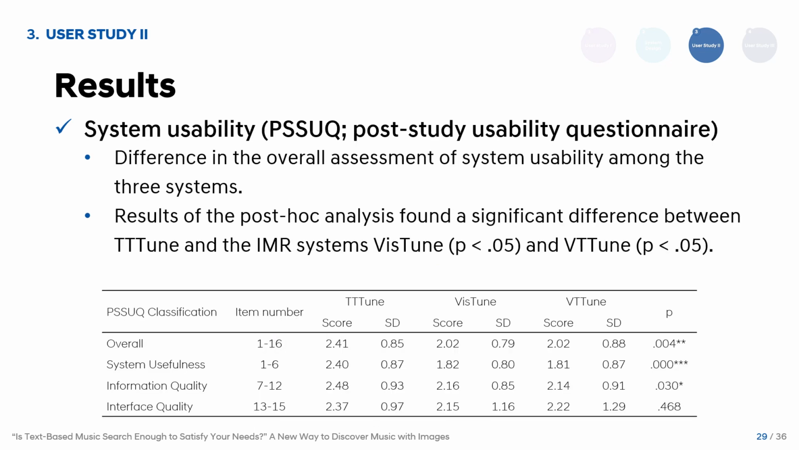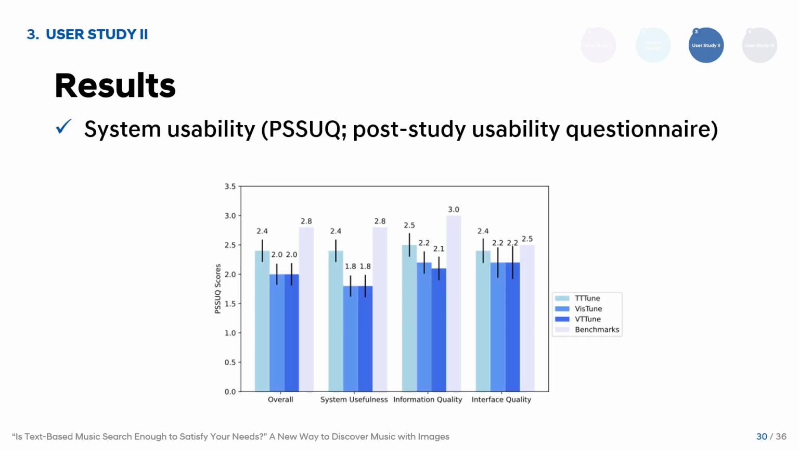The study evaluated system usability using PSSUQ scores, where lower scores indicate higher satisfaction. ANOVA results showed a significant difference in overall system usability among the 3 systems, particularly in system usefulness and information quality. Post-hoc analysis indicated significant differences between TTTune and IMS systems, VisTune and VTTune. IMS systems demonstrated higher satisfaction in system usability compared to TTTune. Compared with the average scores of the benchmark dataset, all 3 systems demonstrated high overall usability in all categories. Once again, lower PSSUQ score indicates higher usability.